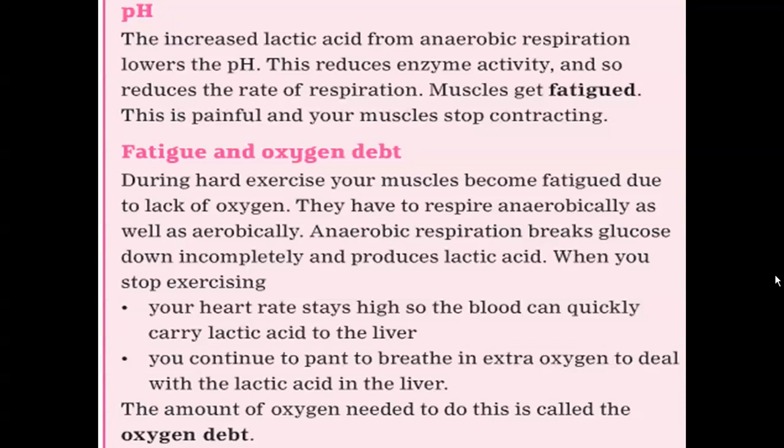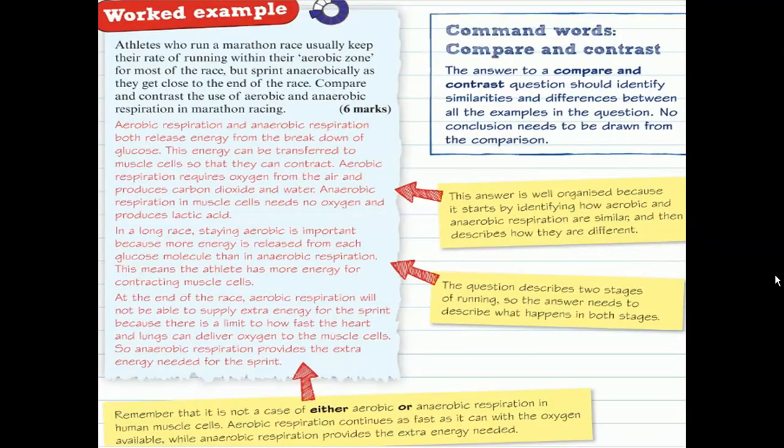Here you can see there's some additional information about muscle fatigue and how the pH affects the enzymes in muscles, and then the oxygen required to break down the lactic acid afterwards is known as oxygen debt. And this is a 6-mark question. Compare and contrast the use of aerobic and anaerobic respiration in marathon racing, which you can read.